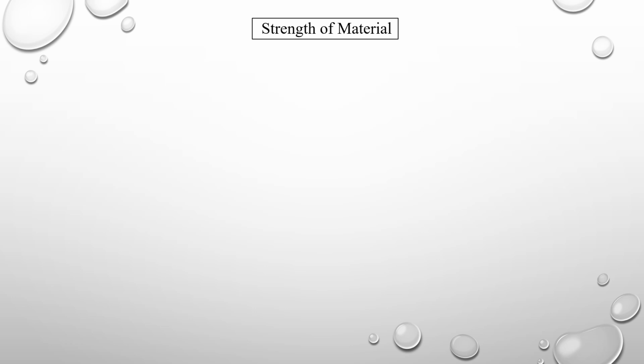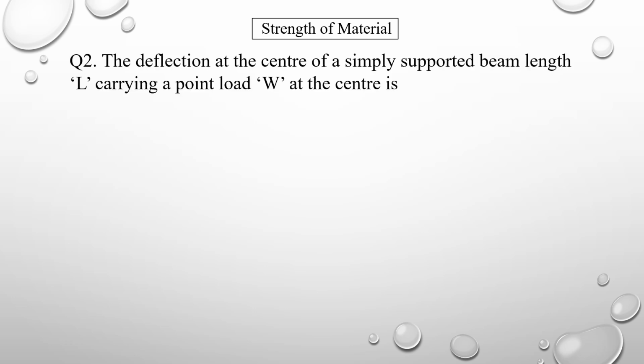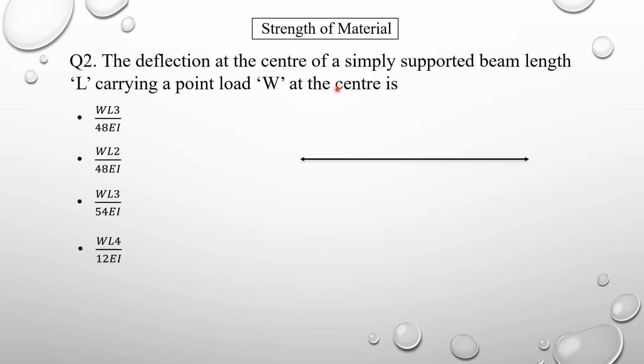Then the second question is from Strength of Materials. The question is, the deflection at the center of a simply supported beam of length L, carrying a point load W at the center. Okay, here a simply supported beam is given and the length is L with a point load W at its center. Here the condition is given and they ask the deflection related to this condition. Okay, these are the options given. Here this is the simply supported beam, with length L and point load W at its center.